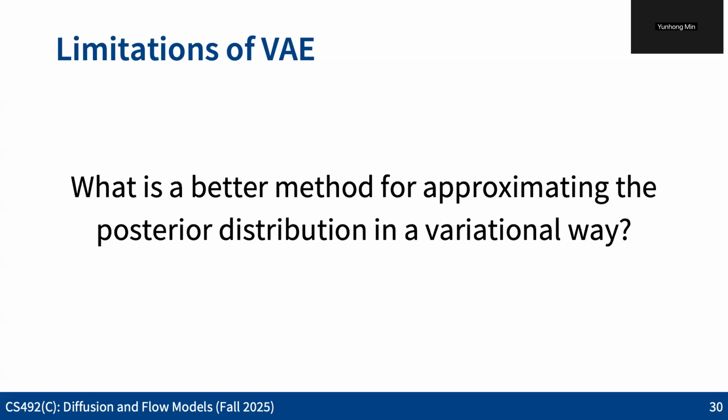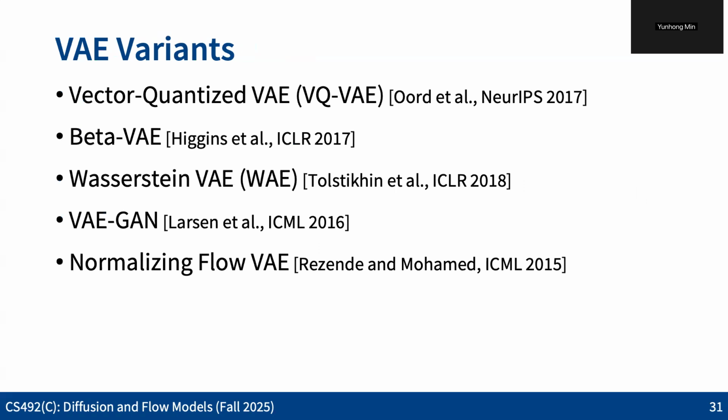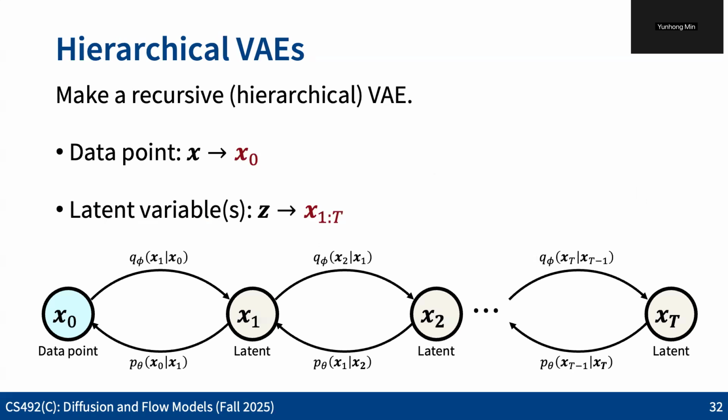That's what people have explored, making some variants of the VAE. One of the ideas for making the VAE more complex is to make a recursive VAE like this. This is where we start to see some new notation. The basic idea is that now we introduce not only a single latent variable, but multiple layers of latent variables, starting from x1 all the way to x capital T.